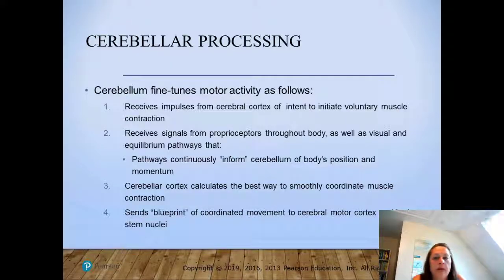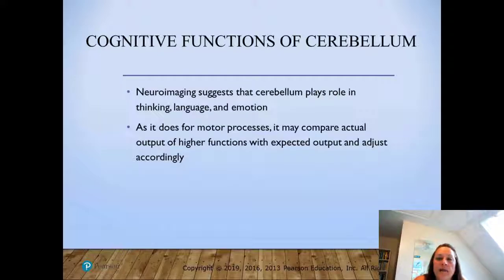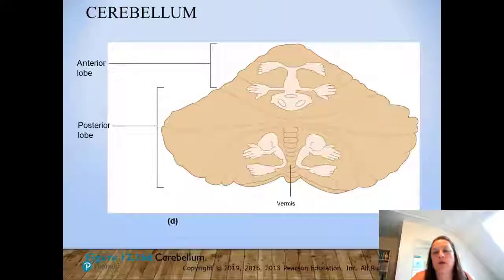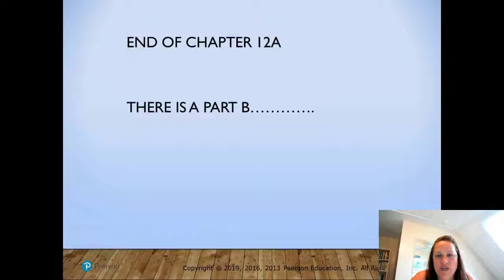So the cerebellum sort of initiates voluntary muscle contraction, receives the signals, and lets the cerebellum know where we are, to coordinate smooth muscle contraction. So it's all about fine-tuning that motor activity. This is a little bit of a picture of the anterior and posterior lobe of the cerebellum and where in the cerebellum controls what body part. Oh, end of chapter 12a, and there is a part B. So I will see you at part B.